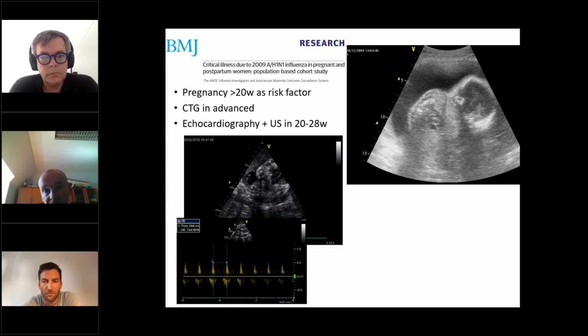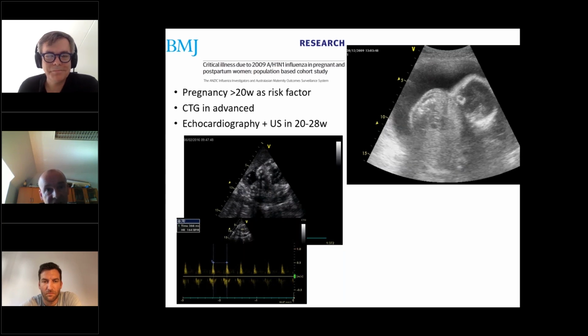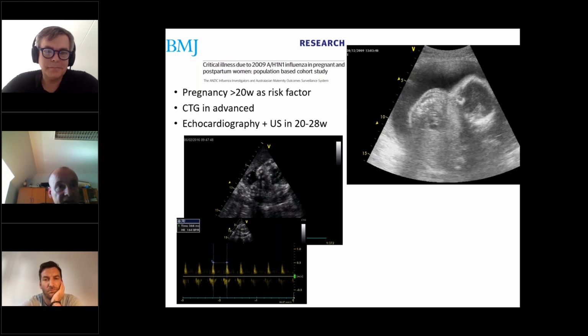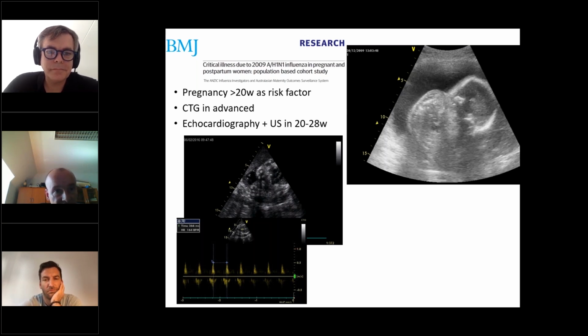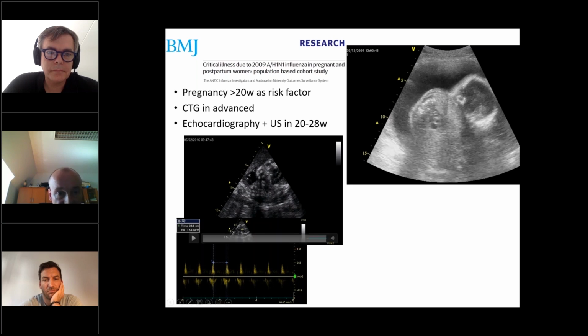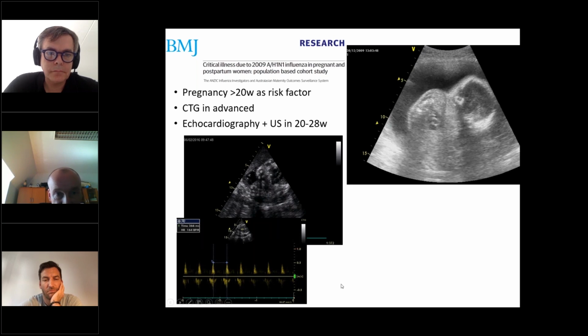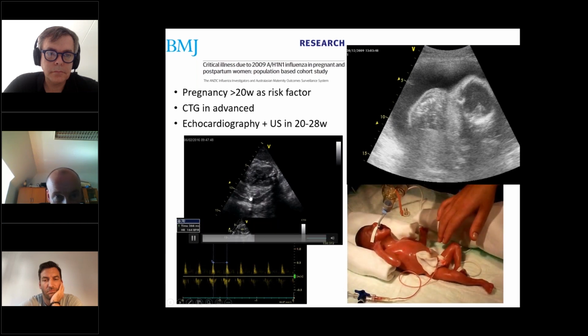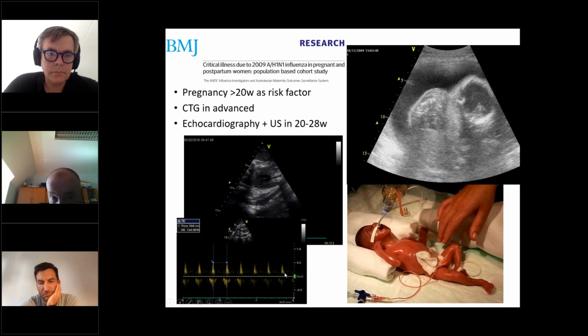Last but not least, sometimes it's fairly difficult to monitor our patients, particularly in the early or middle stage of pregnancy, because cardiotocography is not applicable. So sometimes in those patients you monitor the fetal circulation by monitoring the heart rate with the bedside ultrasound.